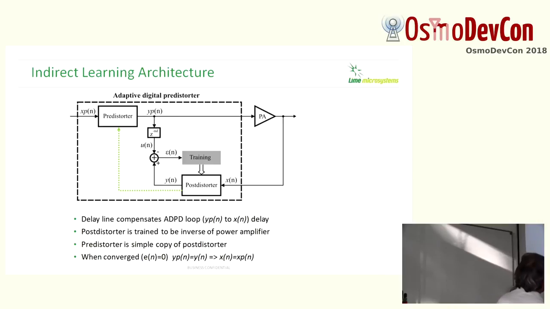Basically, the architecture is based on an adaptive digital predistortion model, which is given in the figure. You have two main blocks called the predistorter and the postdistorter. You can see the predistortion is implemented within the FPGA.